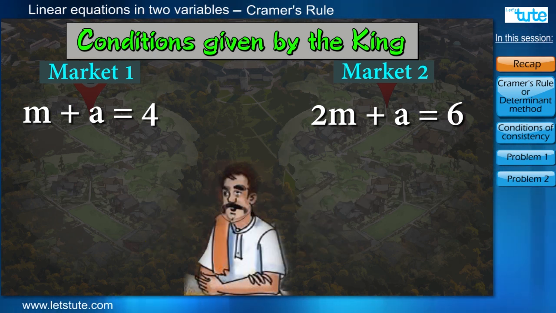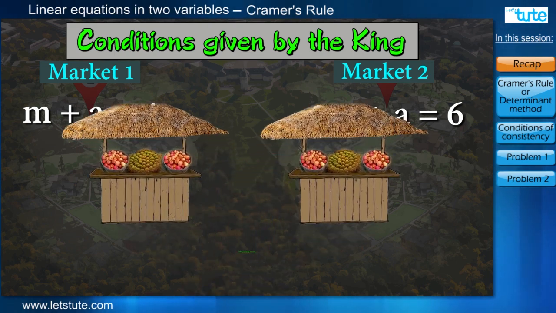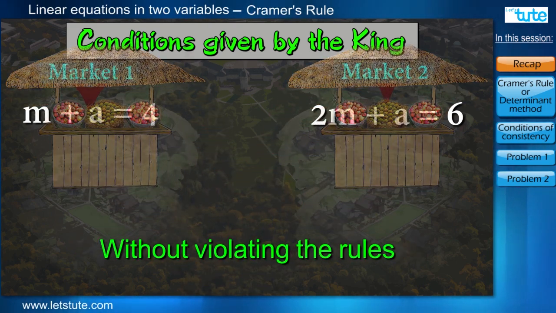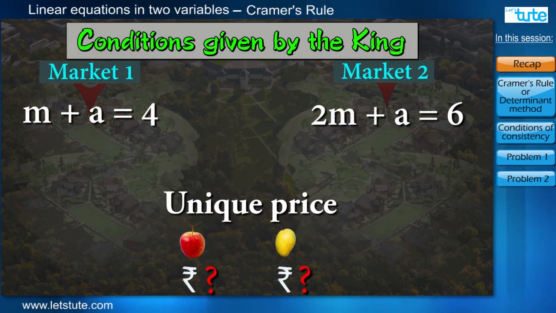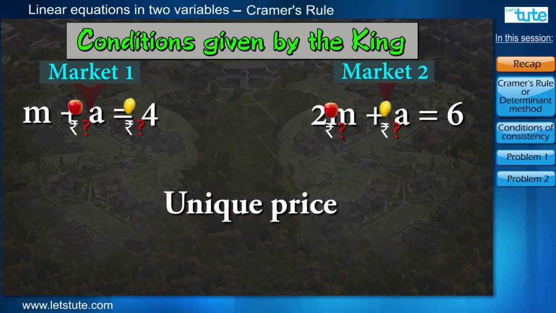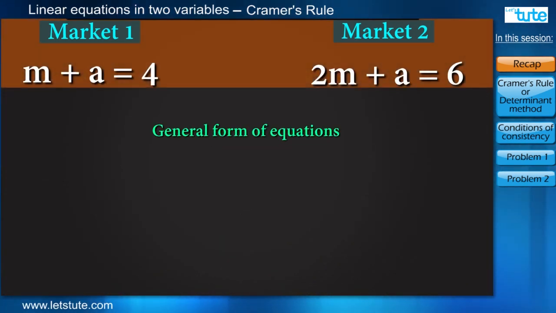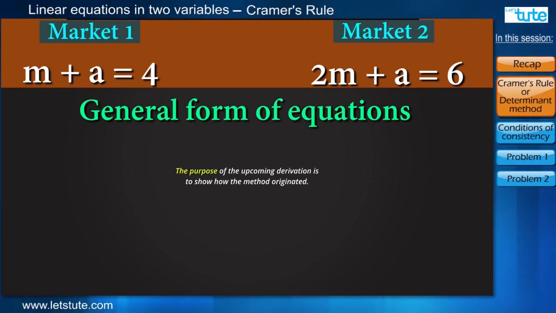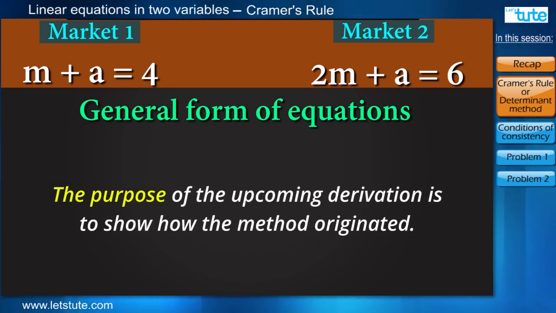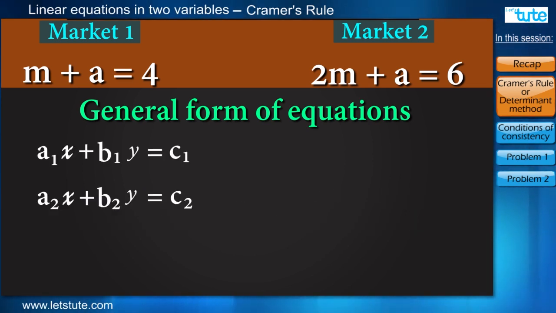Since the seller wanted to put his shop in both the markets without violating the rules, he had to find a unique price that would fit in both the markets. So he thought to solve the general form of the equations, which can be applicable for any such scenario. Let's see some mathematical things with patience. The two equations will always be in this form, right?